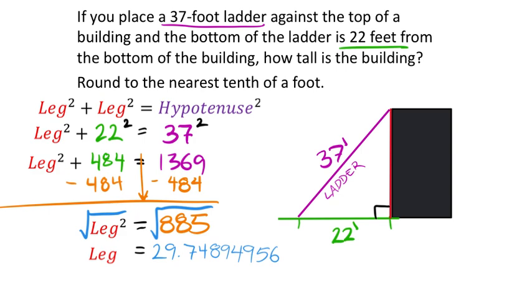This one right here, of course, that would be in feet, but the last thing it says is that we need to round this to the nearest tenth of a foot. So again, I'm going to have a leg. It's going to equal something, but I've got to take that 29.74894956 and round this to the nearest tenth, which is where the 7 is. The 4 is less than 5, so the 7 is just going to remain a 7, and I end up with 29.7. Once again, labeling this in feet. And that's it.